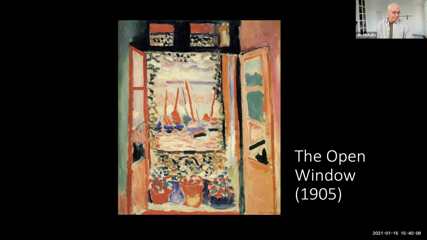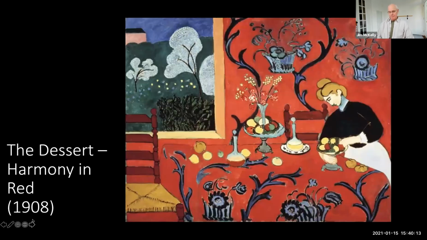Okay, let's continue. I just want to show you a couple more. Very famous, the dessert, Harmony in Red. Right? And it looks completely flat, picture plane. There is no marginal. There is no depth. The table looks like it's on a 2-dimensional picture plane. But it looks like the table and the picture and the wall are on exactly the same plane, doesn't it?